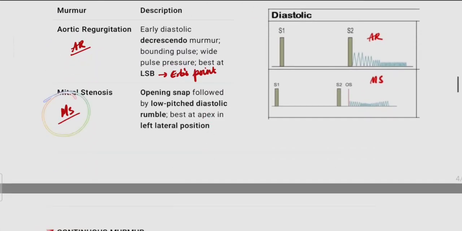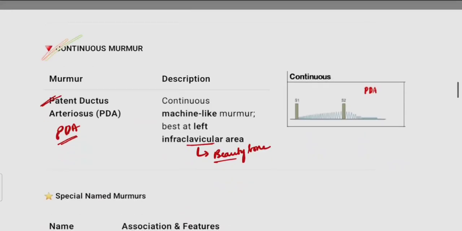Mitral stenosis is this miss who is very angry, rumbling, but after a snap. So she has given a snap: opening snap followed by a murmur, a low pitched diastolic rumble, best at the apex in the left lateral position. Next is the continuous murmur, which is patent ductus arteriosus: a continuous machine-like murmur, heard at the left infraclavicular area. That's how we're going to remember PDA, continuous murmur.